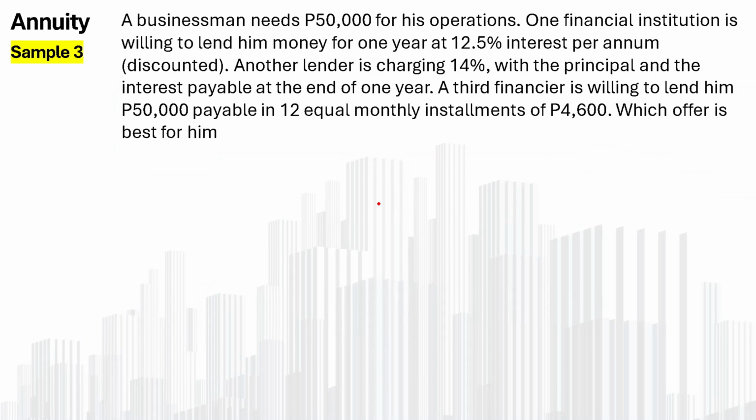Let's try another one. All right. A businessman needs 50,000 for his operations. One financial institution is willing to lend him money for 1 year at 12.5% interest per annum, discounted. Remember this? Another lender is charging him 14% with the principal and the interest payable at the end of 1 year. Third financier is willing to lend him 50,000 payable in 12 equal monthly installments of 4,600. Which offer is the best for him?